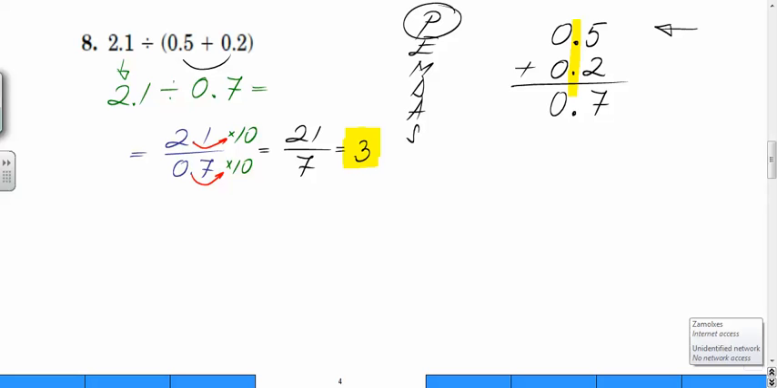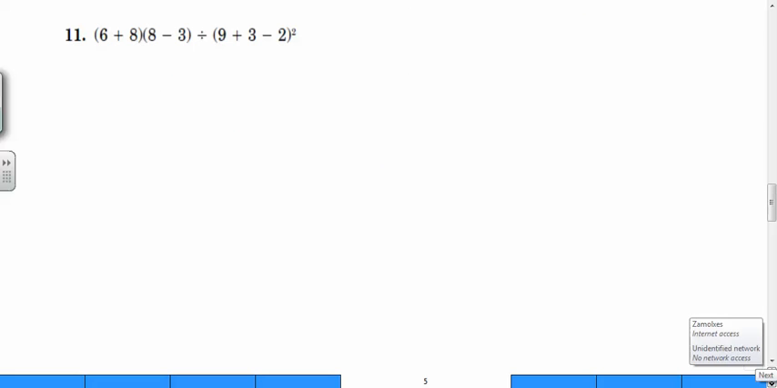Okay, let's try another one. Alright, well, this one looks like an ugly one, but you know what? Do not panic. What is the first step? Write down the order of your operations. PEMDAS. That's the magic word, right?